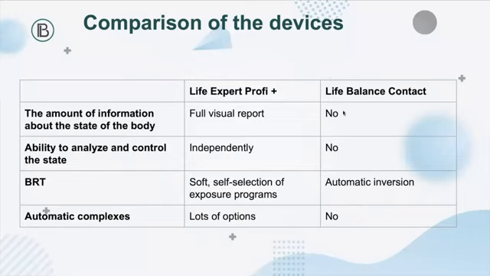And many people who hear about Life Balance Contact scanning our body then ask, why should I buy Life Expert Profi if Life Balance Contact scans my body? So basically, the main difference is that the amount of information we get is much more complex in Life Expert Profi or Life Expert Profi Plus, rather than in Life Balance Contact, because in Life Expert Profi, we use artificial intelligence and we are able to get up to 23 pages of the report and to be able to see a lot of different things inside of this report and to see it visually.